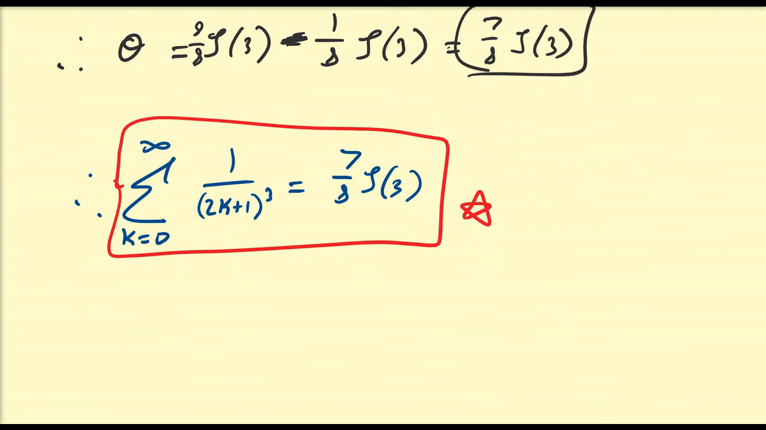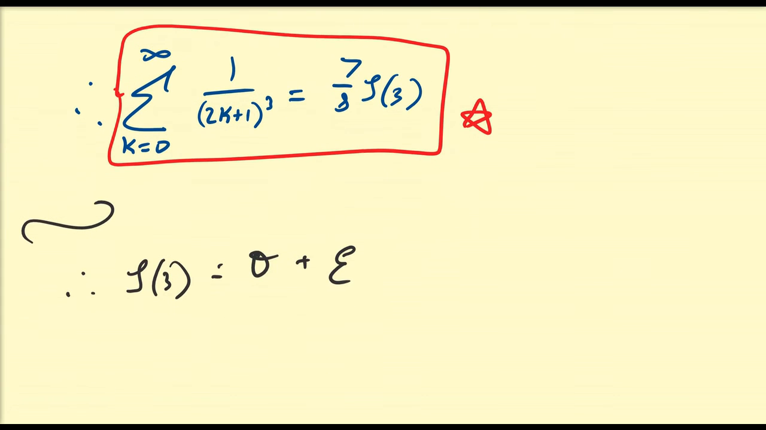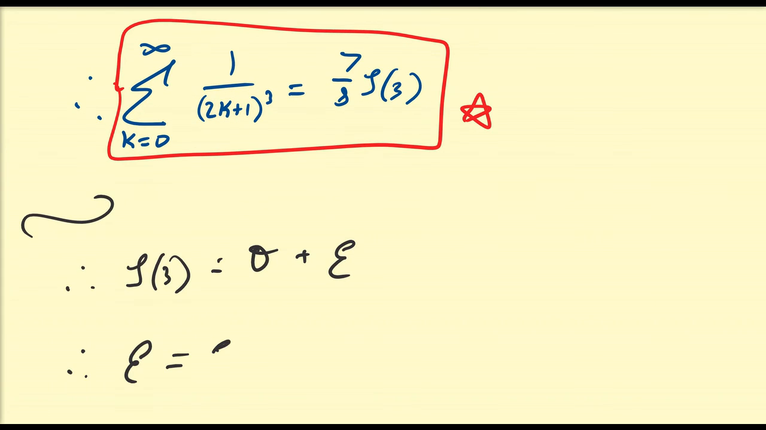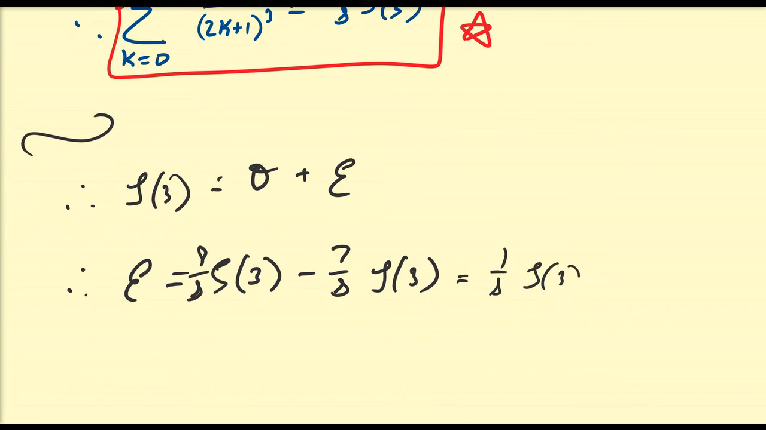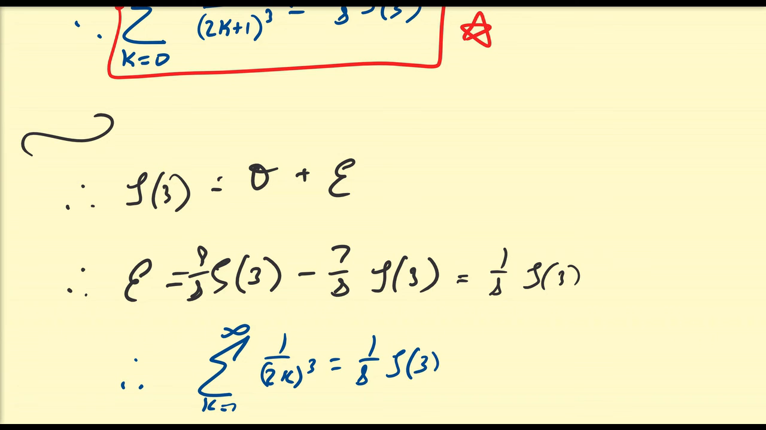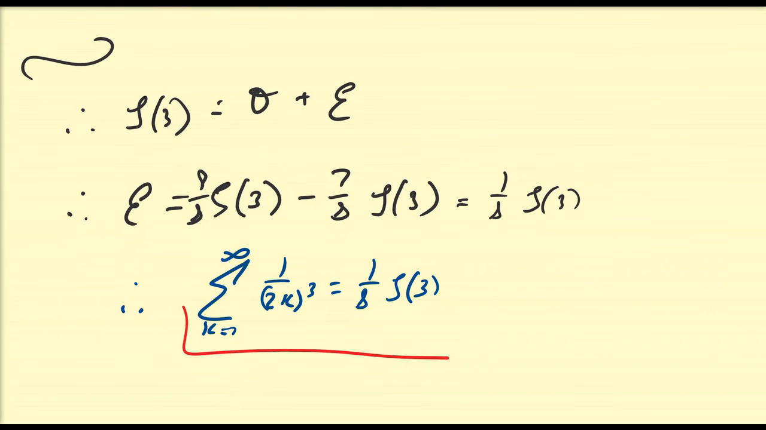All right, so what else do we know? Recall that Apéry's constant, zeta of 3, is equal to O plus E, and we already know what O is. So that means E is going to be equal to zeta of 3 minus 7/8 of zeta of 3. So 8/8 minus 7/8 is equal to 1/8 zeta of 3. That means the sum from k equals 1 to infinity of 1 over (2k) cubed is going to be equal to 1/8 of Apéry's constant, zeta of 3.